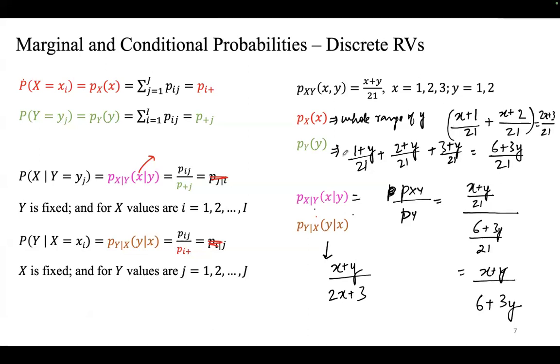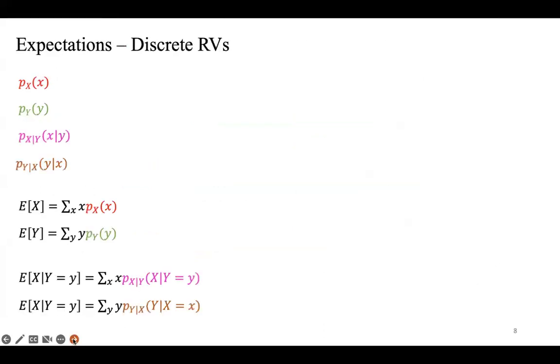Okay, fine. So the next thing that we can do is expectation. Again, we had these 4 parameters that we calculated in the last slide.